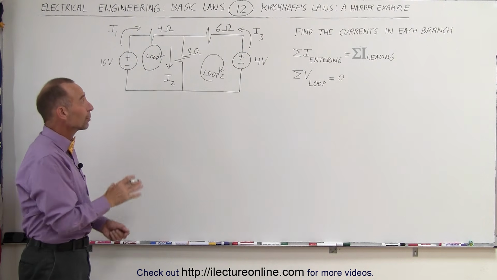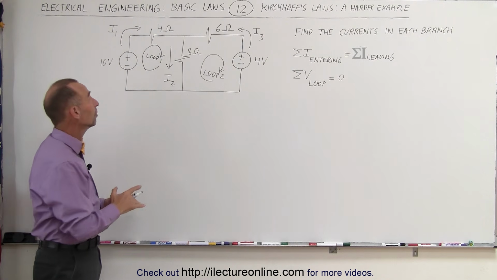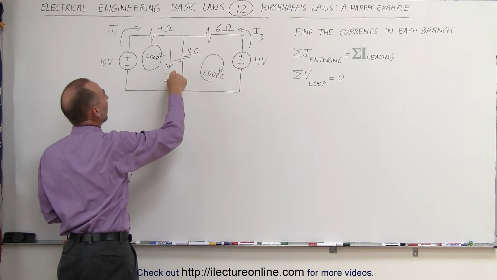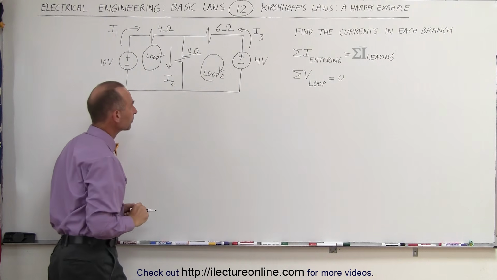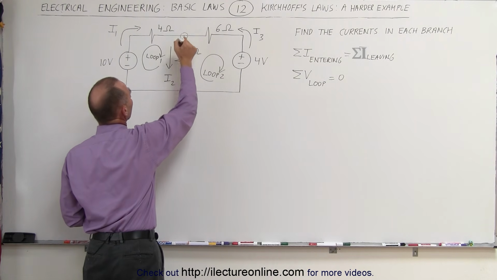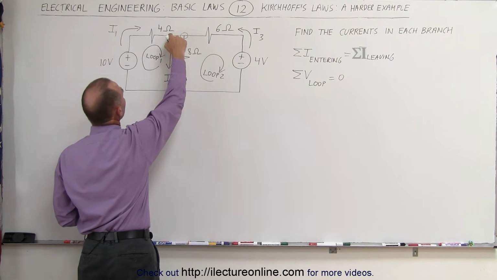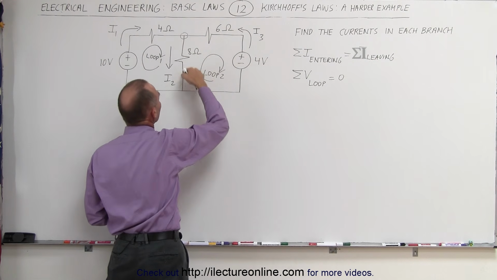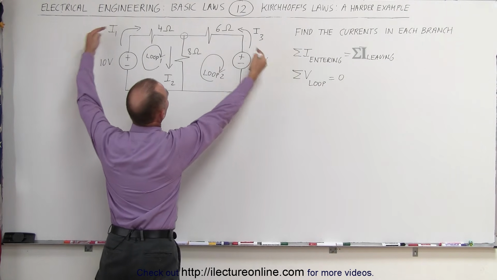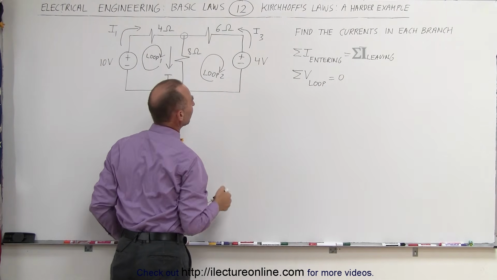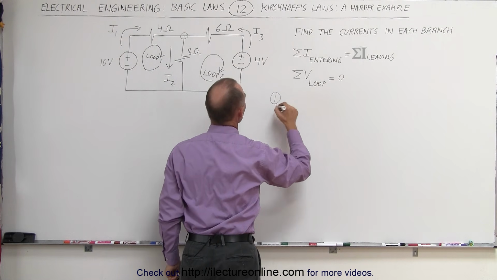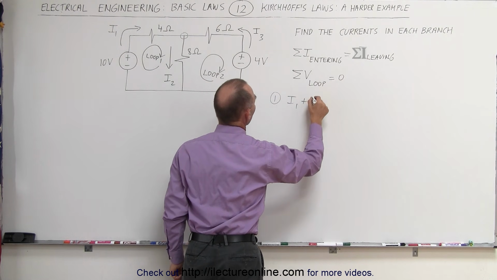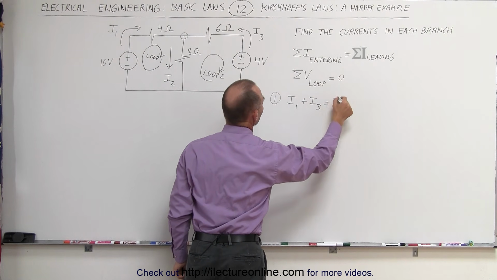So let's come up with the 3 equations. We need 3 equations because there are 3 unknowns, I1, I2, and I3. If I take this node right here, I notice that I1 plus I3 add up to I2. These are the two currents entering the node and one current leaving the node. So equation number 1 tells us that I1 plus I3 equals I2.